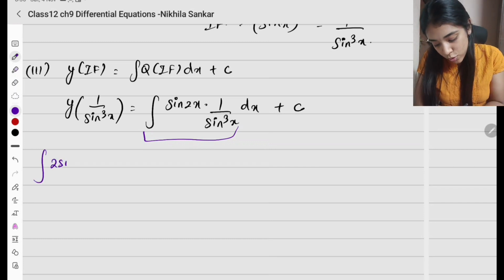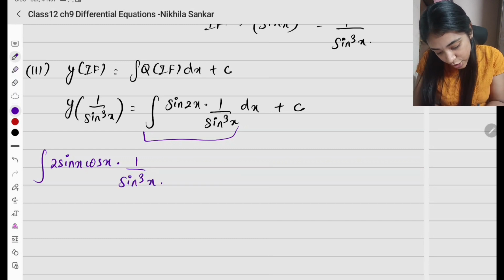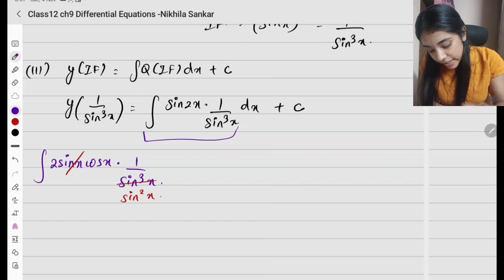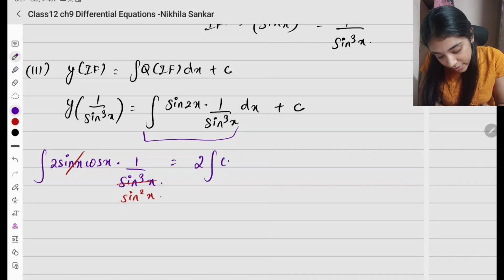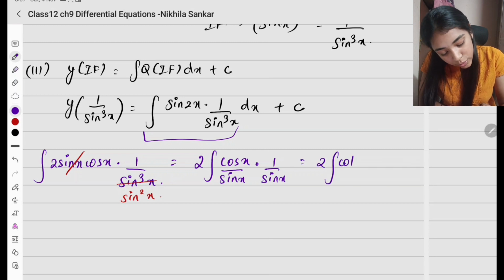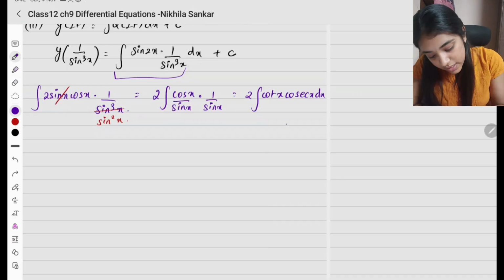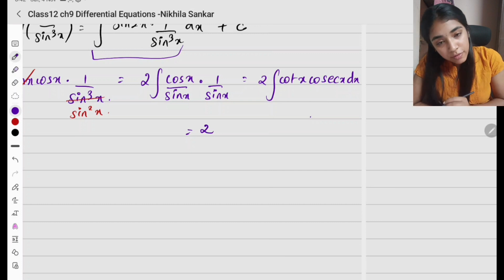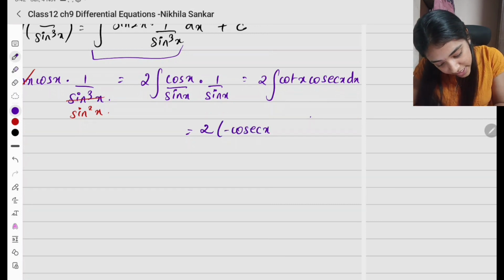How can we write sin 2x? 2 sin x cos x times 1 divided by sin cube x. So here one sin x cancels and it becomes sin square x. Does it change like this? And I can further write this, taking 2 outside, as cos x divided by sin x into 1 divided by sin x. So this is nothing but 2 into integral cot x times cosecant x dx. So this is going to be 2 into integral of cot x cosecant x, which is minus cosecant x. So minus 2 cosecant x.